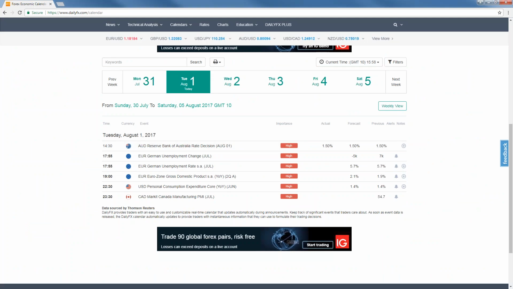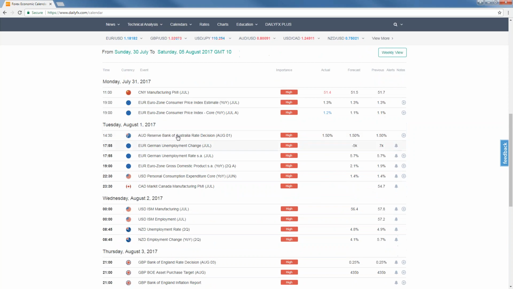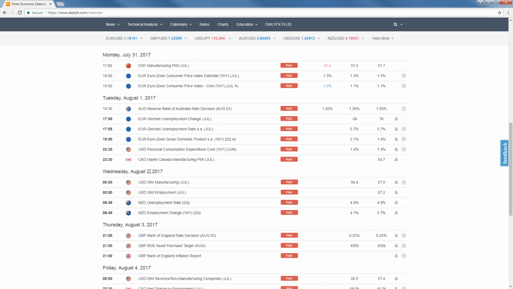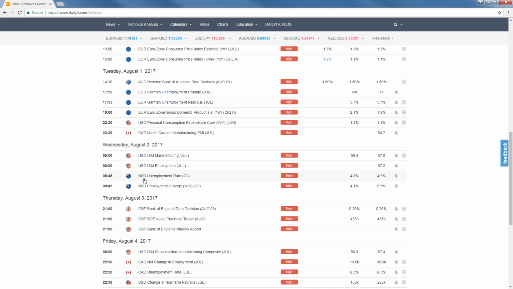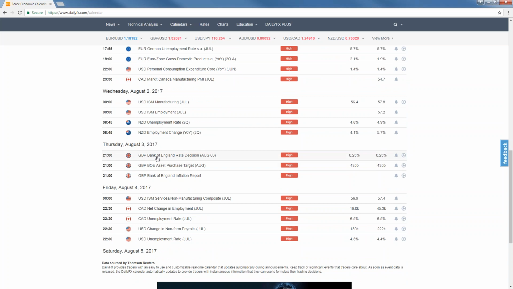As we said, on your daily FX or whatever economic calendar you're using, go to a weekly view, and then you've got basically a synopsis of everything that's happening. We're coming up to a lot of UK and US data this week. We're coming up to manufacturing data overnight for the US, and the New Zealand unemployment rate tomorrow morning at 8:45, which should create a big move in the market. Looking at the Bank of England rate decision, expected to leave rates on hold at 0.25%.